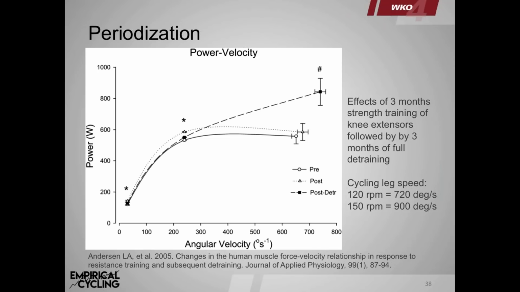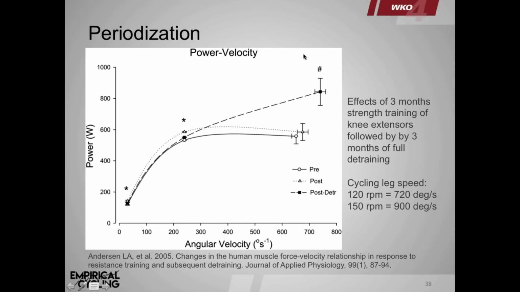So a couple more slides, 3 left. So we have periodization. This is a graph of power versus angular velocity for knee extensions. These athletes did 3 months of heavy strength training of the knee extensions, followed by 3 months of full V training. What we see is the whole curve increases, of course, and then after stopping for 3 months, we see a return almost to baseline for low angular velocities, but at high angular velocities we see a very large increase.